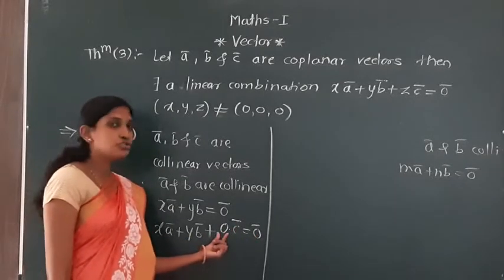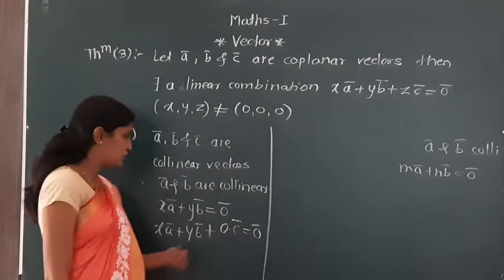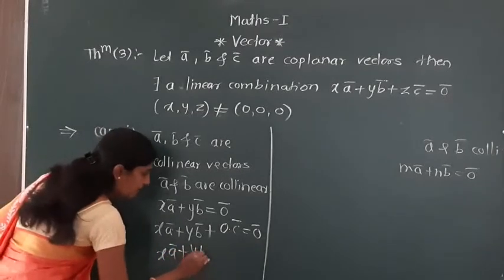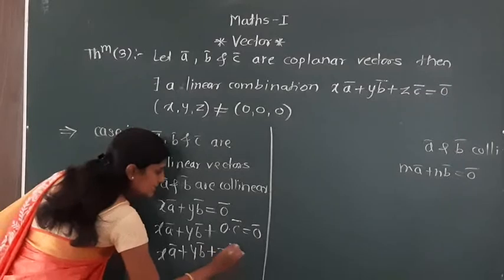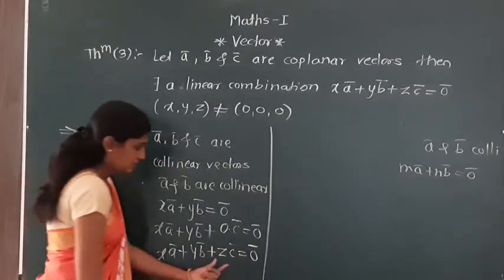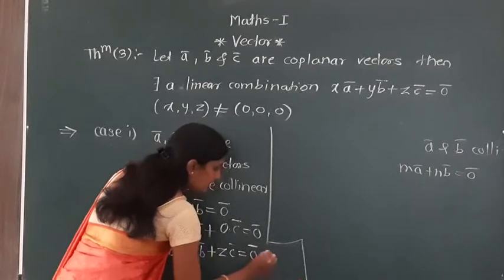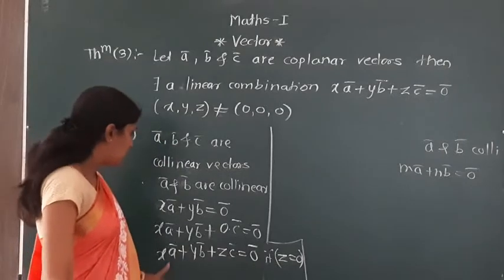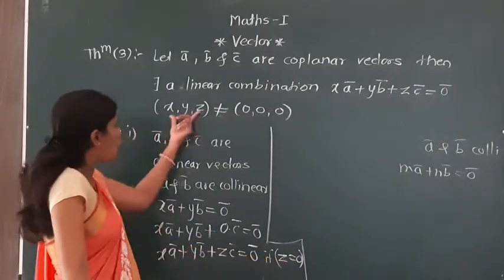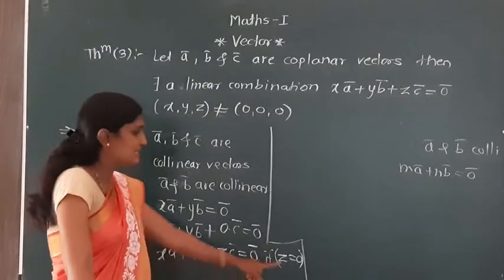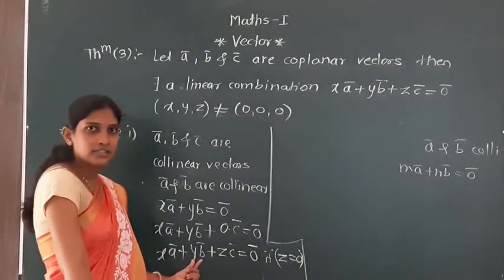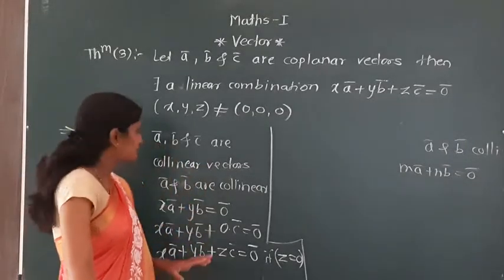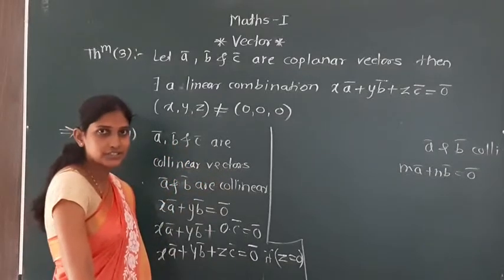And if z is equal to 0, then x a bar plus y b bar plus z c bar is equal to 0 bar. When is it possible? If z is equal to 0. Either one of them is 0, but not all 0. Only z is 0 here, not x and y. So this is our first case of first part, where a bar, b bar, c bar are collinear vectors.